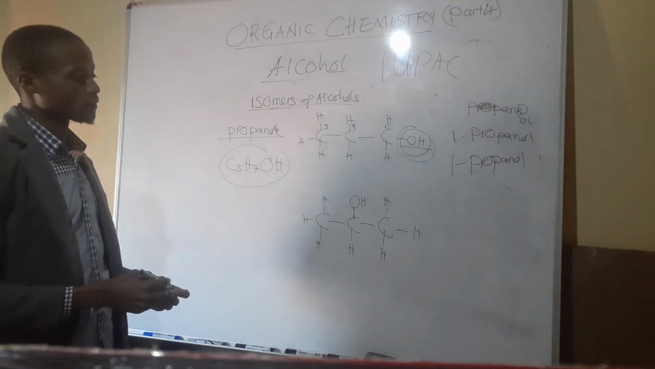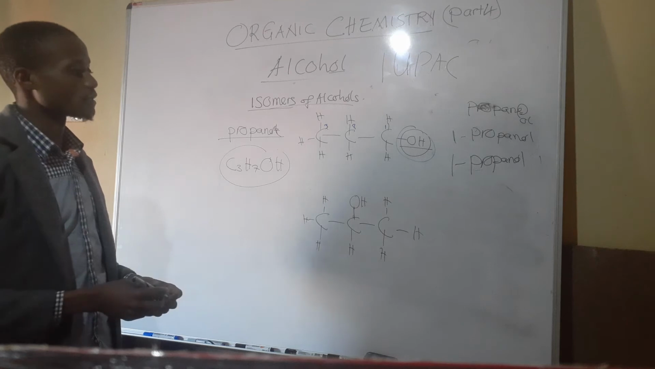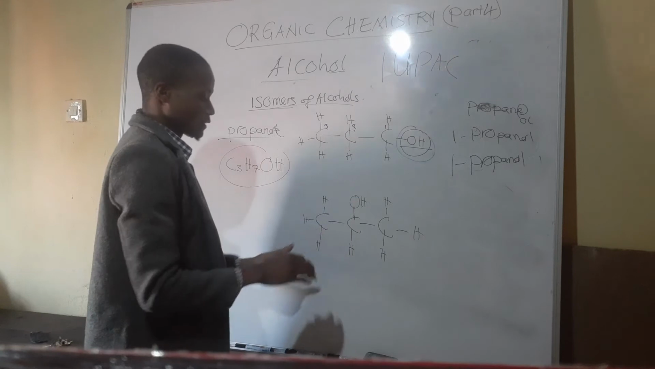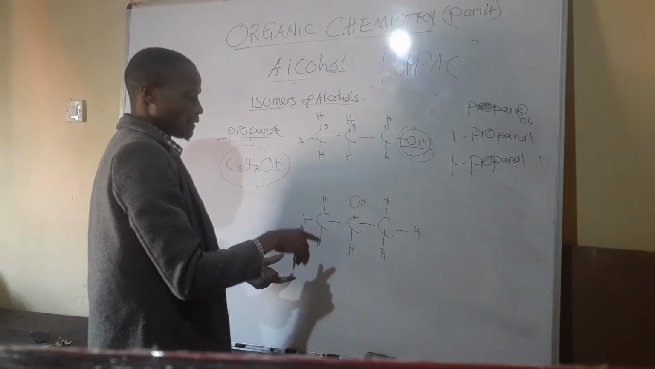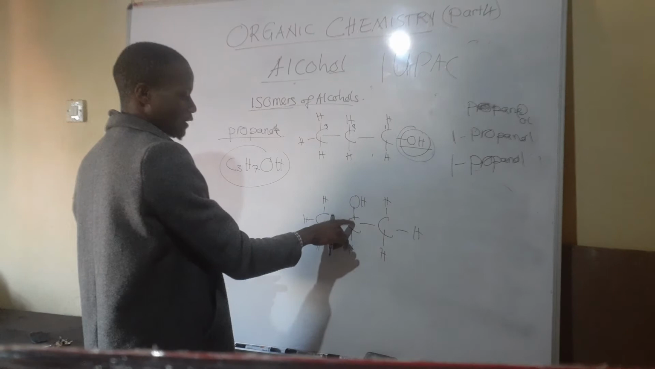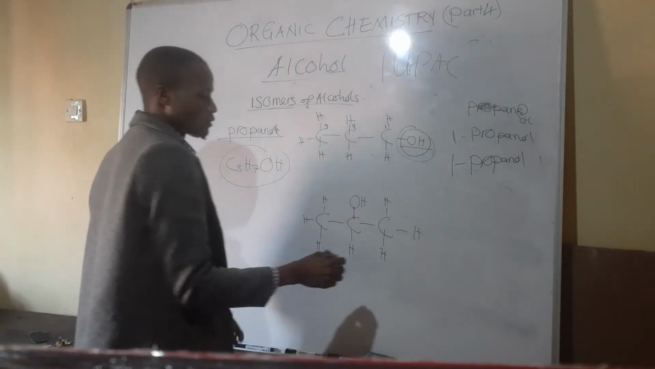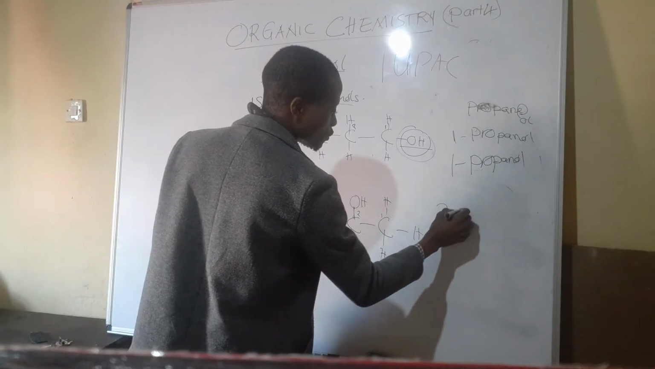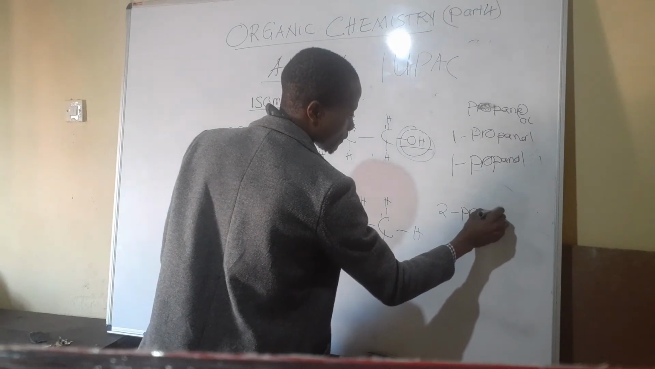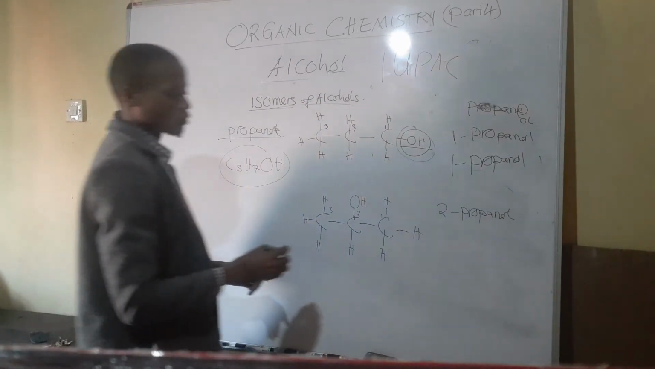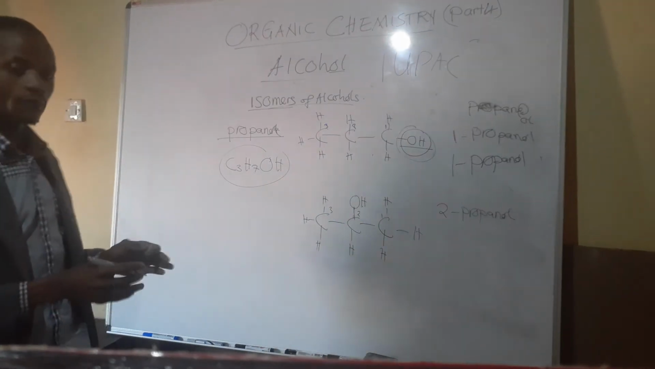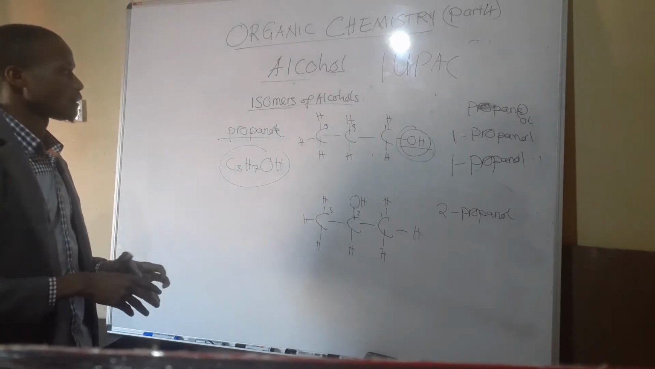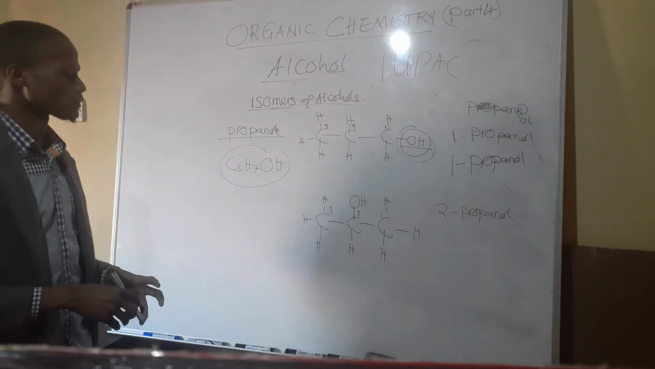If you have questions on that, you can leave them in the comment section below. Then for this one, it's the same propanol, but the structure is different. This time, the alcohol is at carbon 2. So 1, 2, 3. This becomes 2-propanol because the hydroxyl functional group is at carbon 2. So that's how we deal with the nomenclature of the isomers of alcohols.